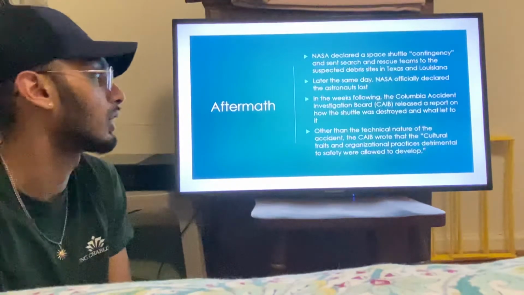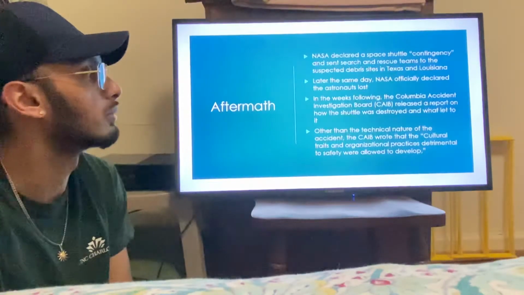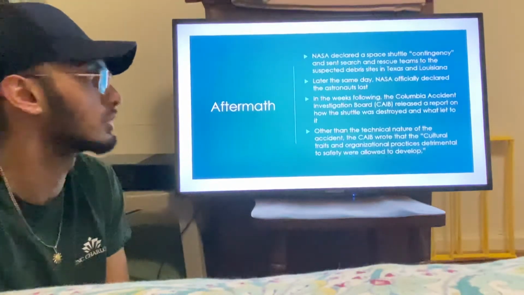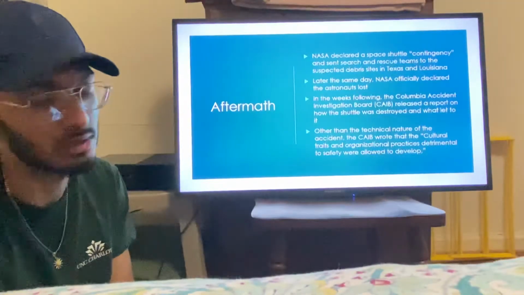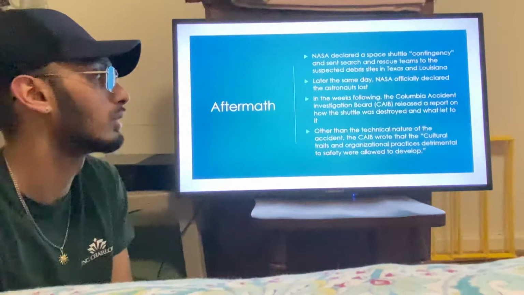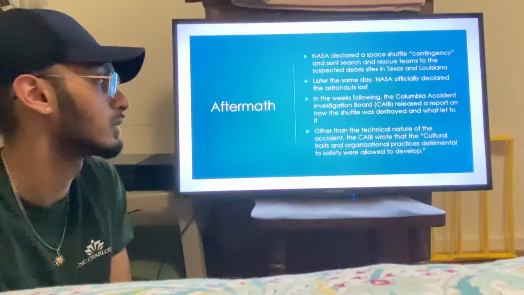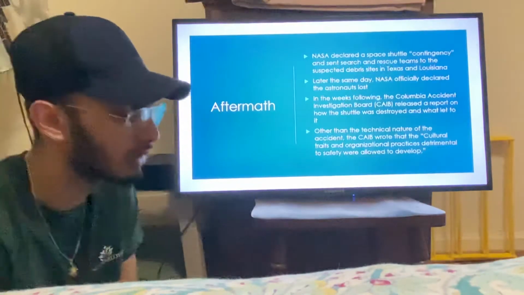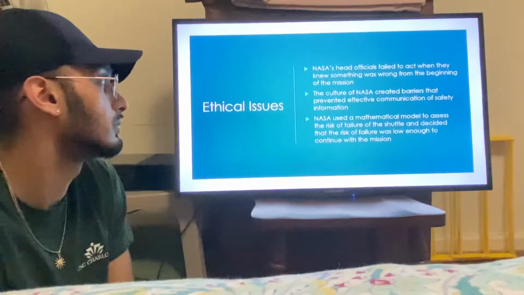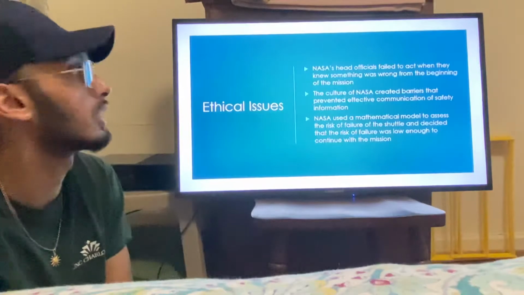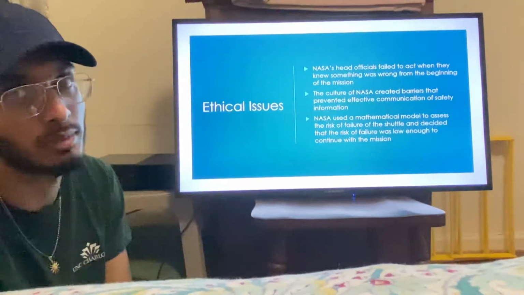In the weeks following, the Columbia Accident Investigation Board released a report on how the shuttle was destroyed and what led to it. Other than the technical cause, the piece of foam falling, they wrote that it was the cultural traits and organizational practices detrimental to safety that were allowed to develop by NASA. The ethical issues: NASA's head officials failed to act, even though they knew something was wrong from the beginning.